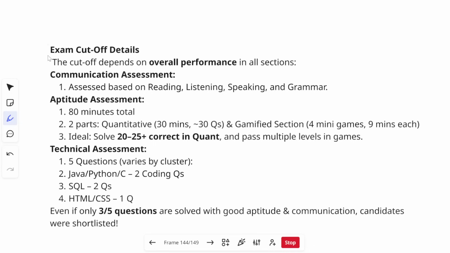Now let's talk about the exam cutoff details. The cutoff depends on the overall performance in all the sections. You have to understand that you should not get disheartened if your performance was not good in the technical assessment or in any one of the rounds.